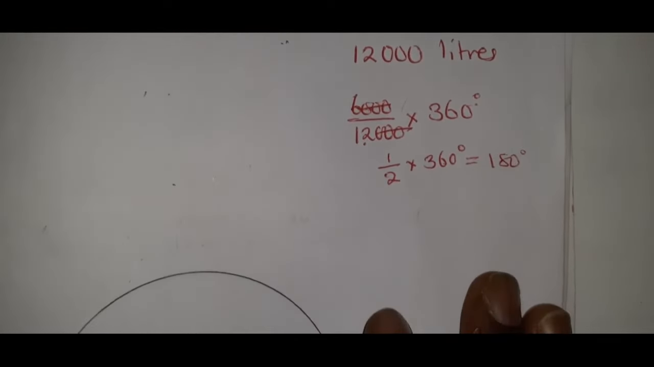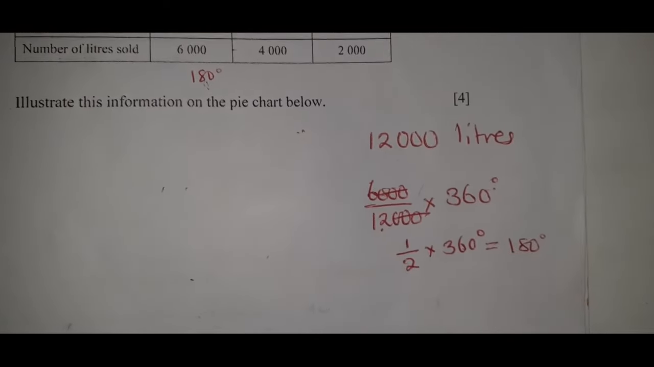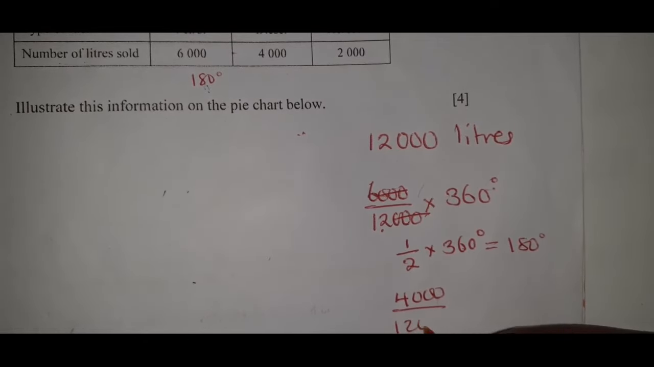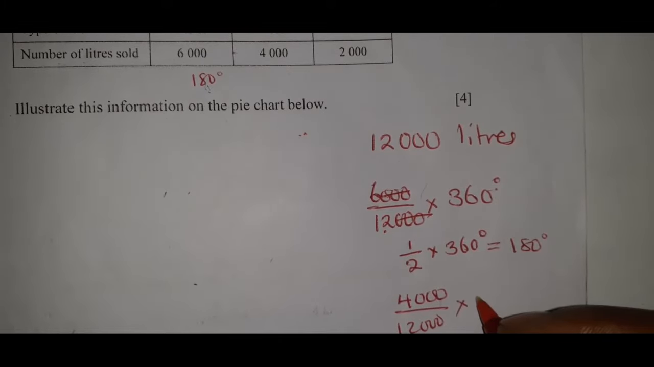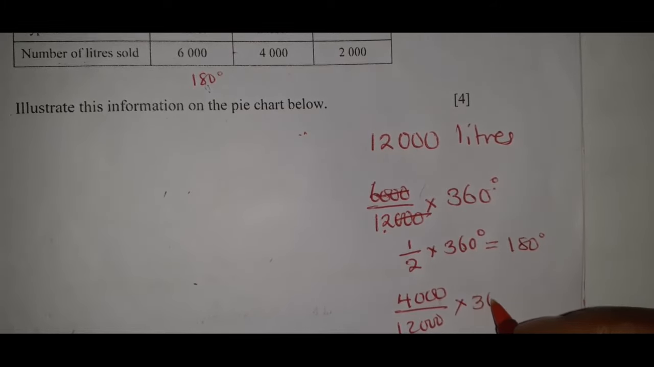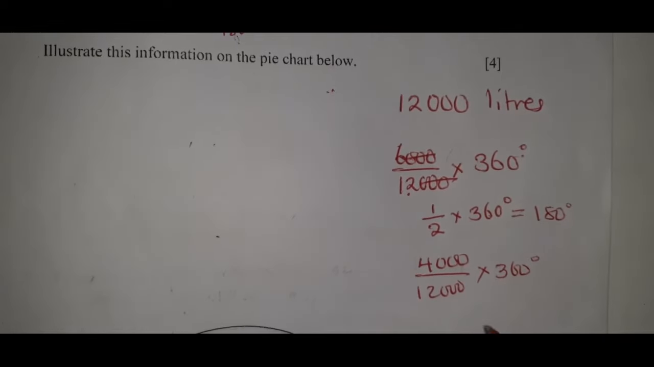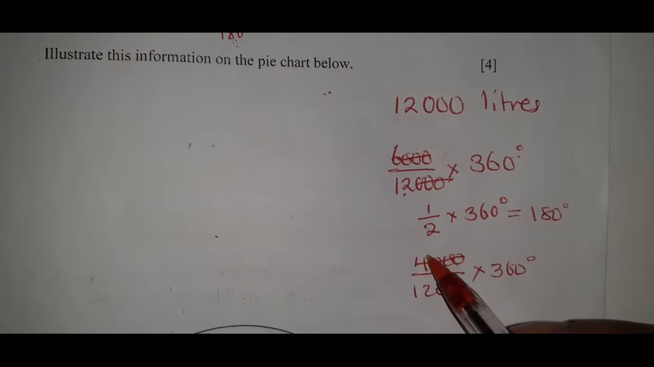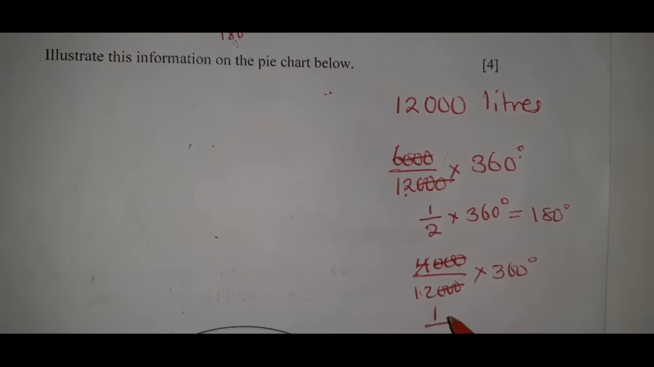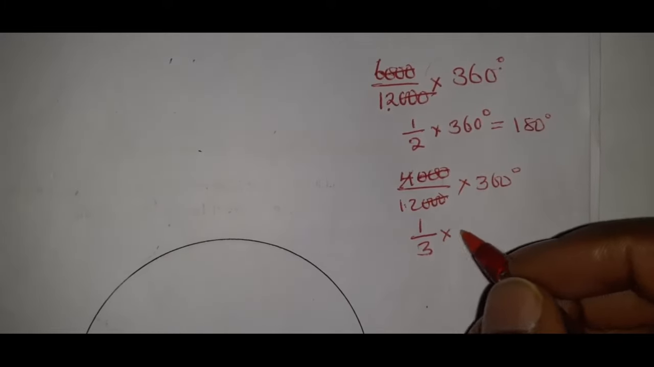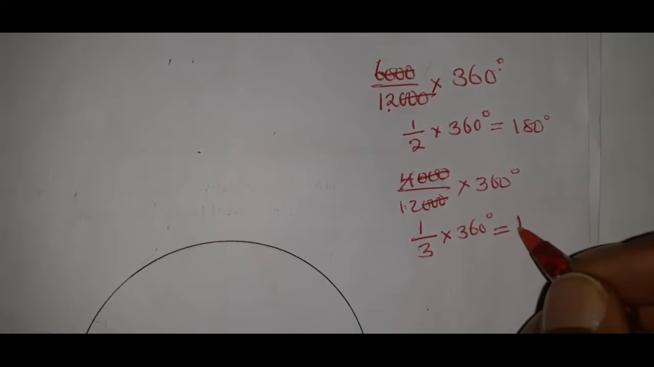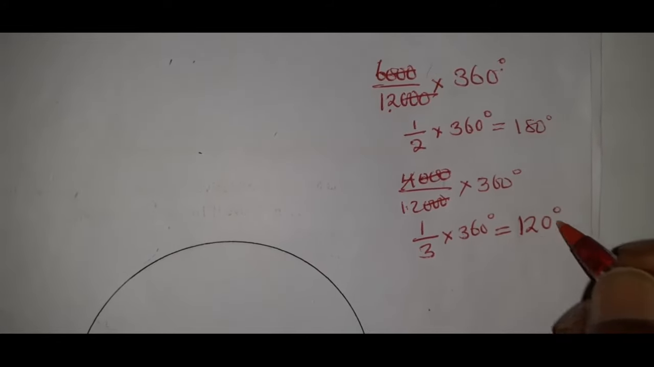Then we do the same thing for diesel. It's 4,000. So it will be 4,000 over 12,000 multiplied by 360 degrees, because we are using a pie chart. So we knock out these zeros. This will be 4 here, 1. 4 here, 3. Multiplied by 360 degrees. This is equal to 1 here and 2. So this is going to be 120 degrees.